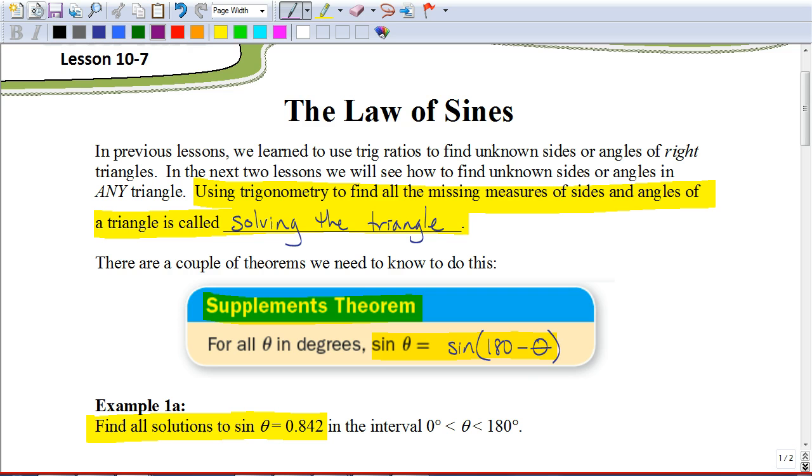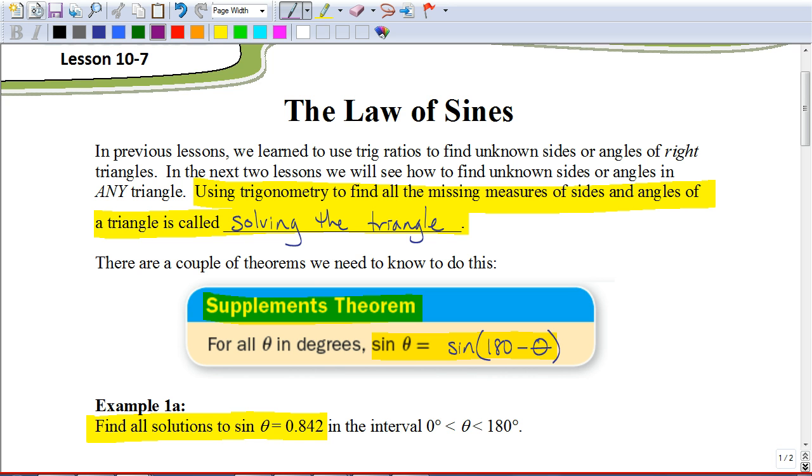But in the real world we know that we're not limited to just right triangles. There are obviously all sorts of triangles, with angles more than or less than 90 degrees. So there's got to be something that we can use in trigonometry to help us out. Well, one of those rules or laws is called the law of sines. And that's what we're going to be looking at today.